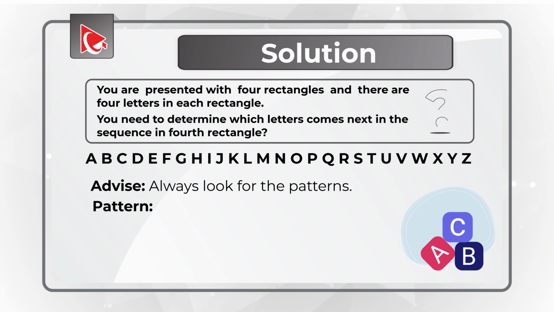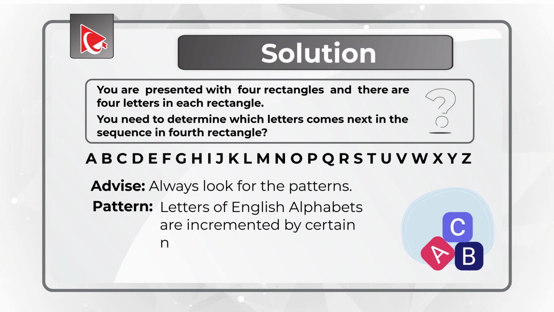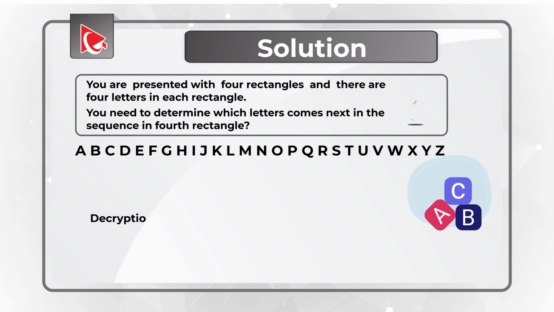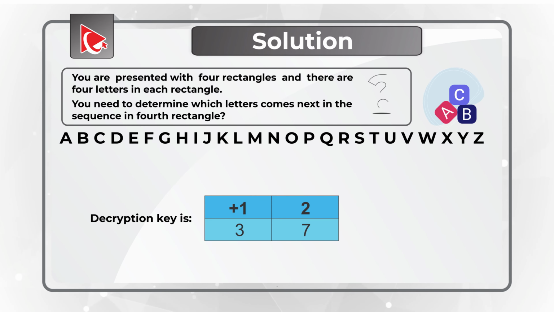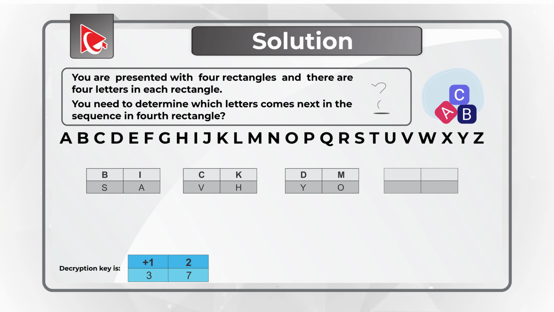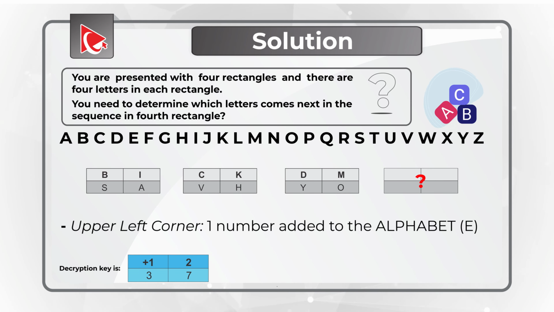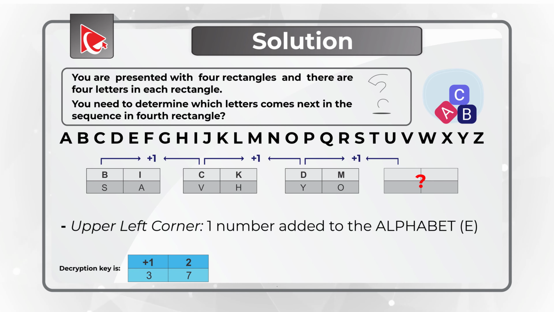As you might have guessed, letters of the English alphabet are incremented here by a certain number. The increment number is different for each section of the rectangle. And the decryption key, if you're familiar with encryption and decryption, is 1, 2, 3, and 7. Let's look into details. Let's start with the upper left corner of the rectangle and look at the existing sequence. You see that the letters are B, C, D, and they match the English alphabet 1 to 1. So the next letter would be E.